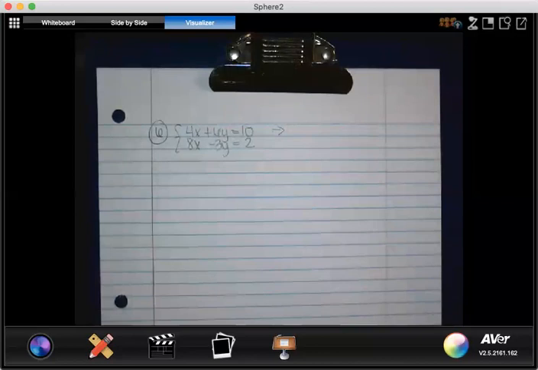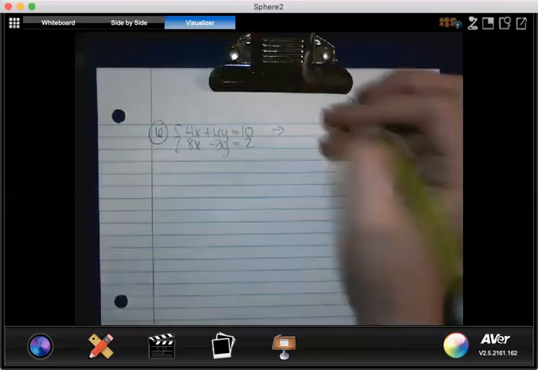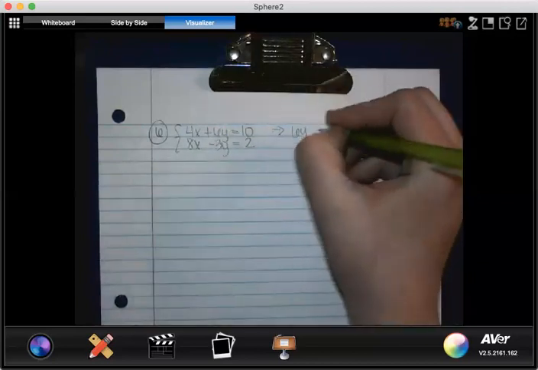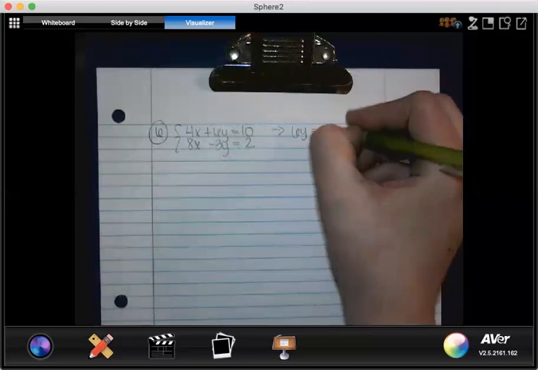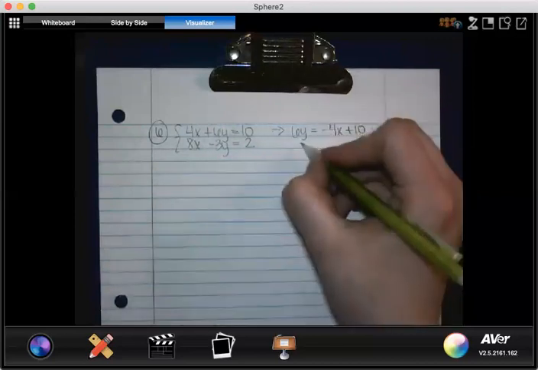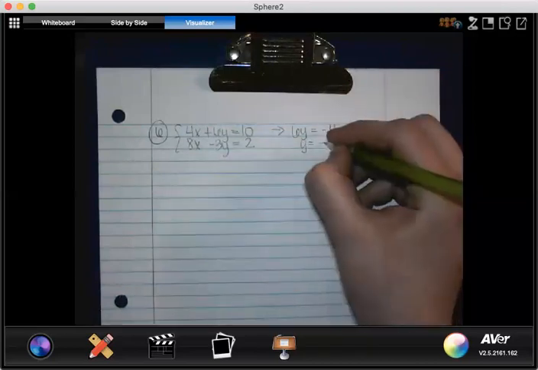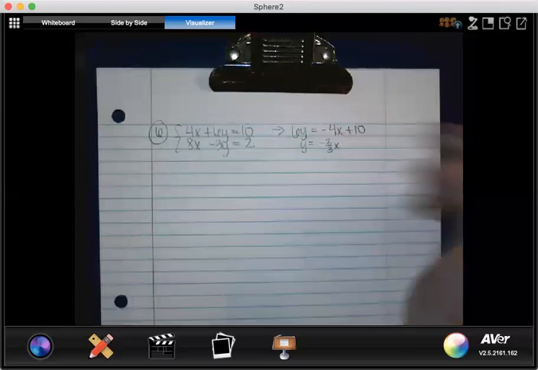So, it doesn't matter which one you want to solve for. You can solve for x, you can solve for y. I'm going to go ahead and solve for y. So it'd be 6y equals negative 4x plus 10. Now when I divide by 6, negative 4 sixths will simplify to negative 2/3 x.